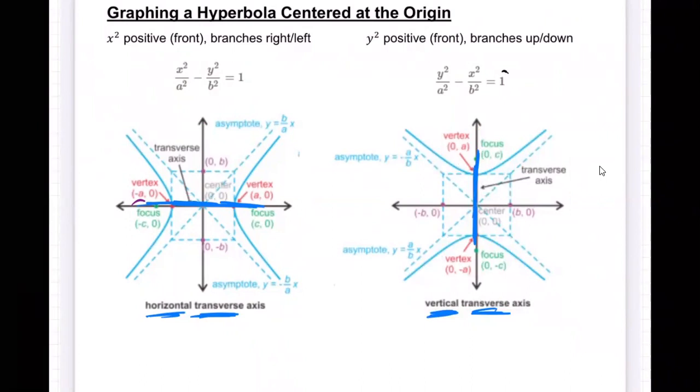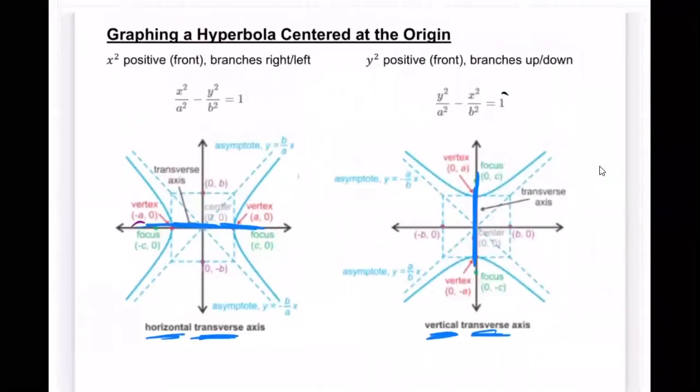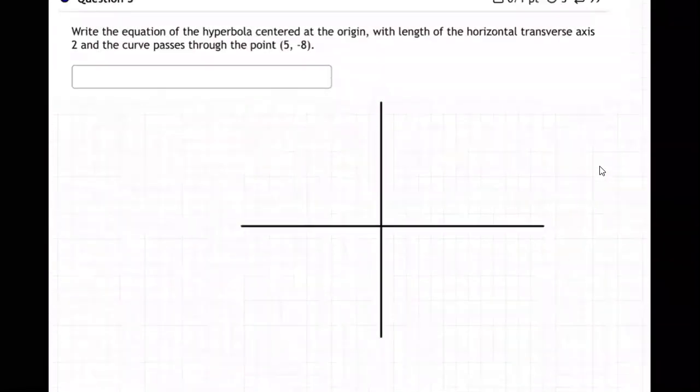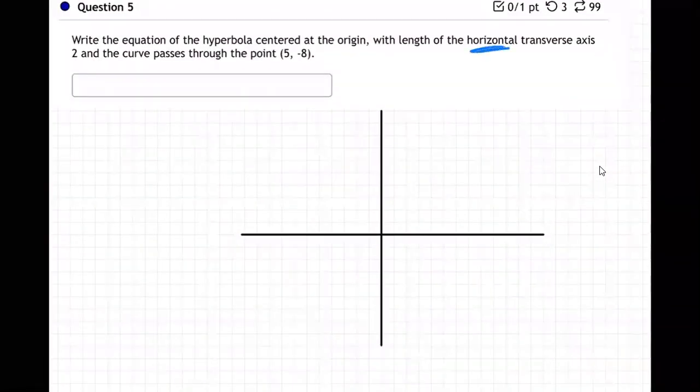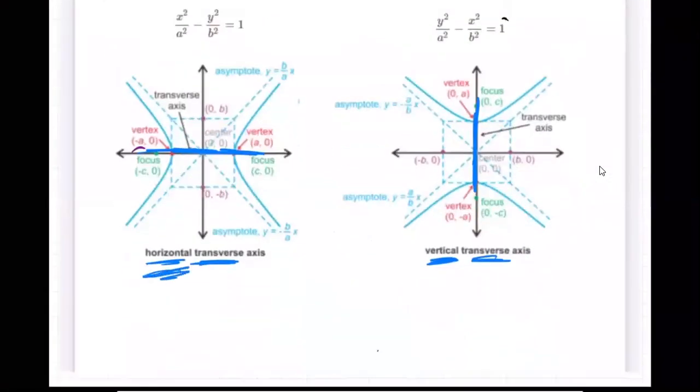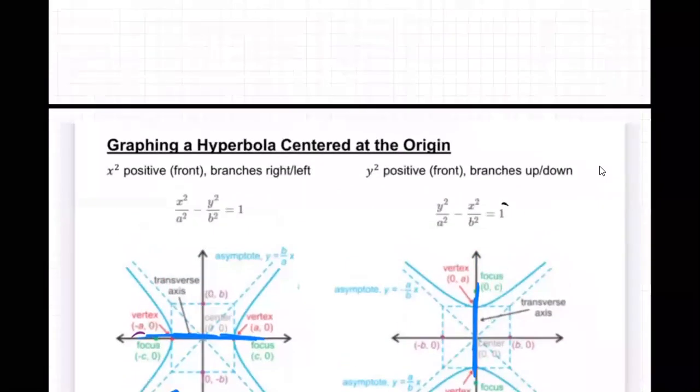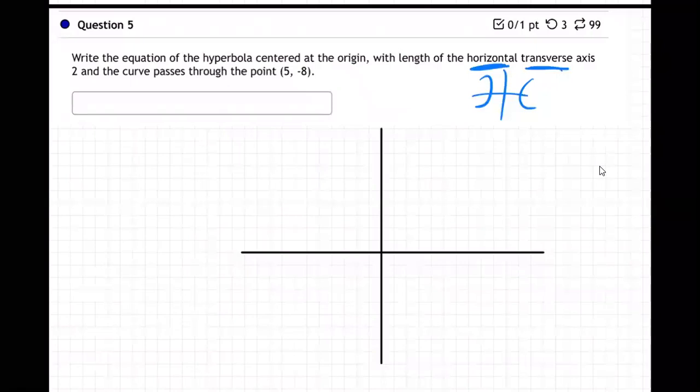So what are we going to do about that? Well, on this problem, where's my problem? Here it is. They said that it's a horizontal transverse axis. So that means the branches go sideways, don't they? Horizontal, right? See that? It's this case where the branches are going sideways. And they said the length of the horizontal axis is 2. What does that mean? That's kind of a funny situation. That means it only goes over 1 and back 1.